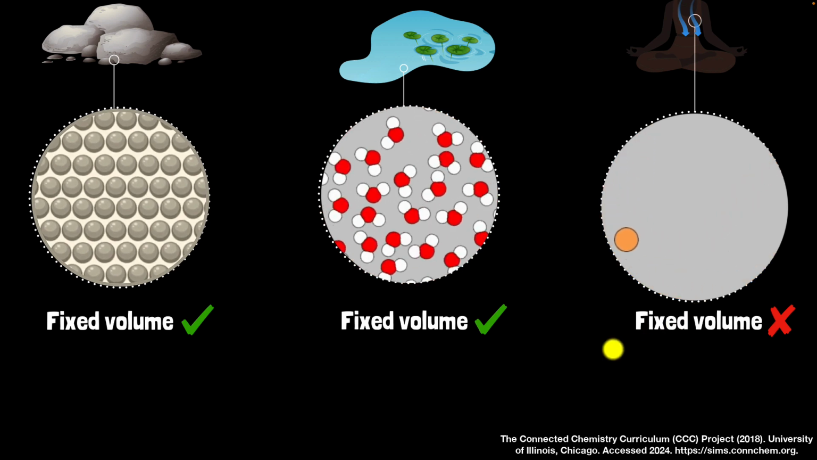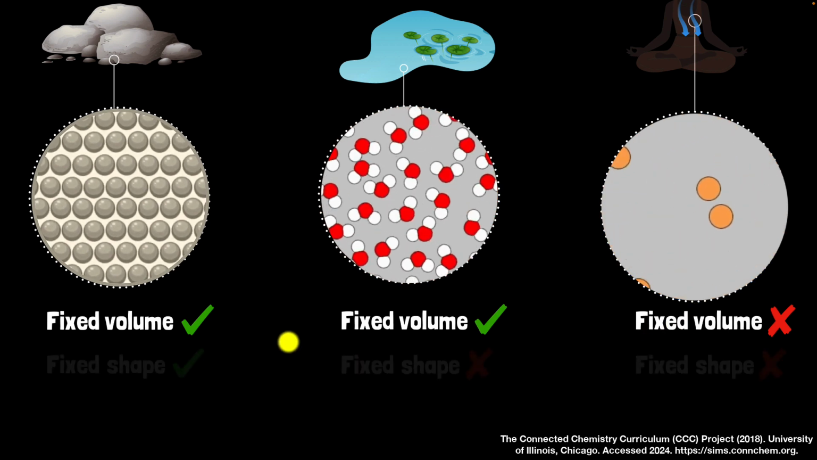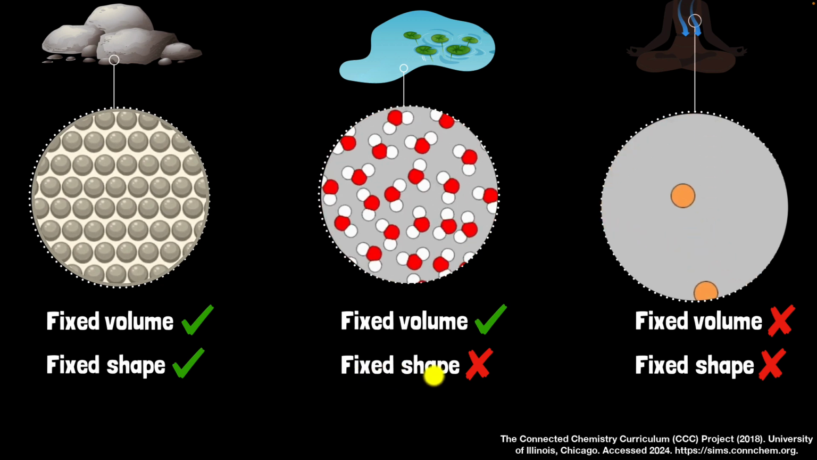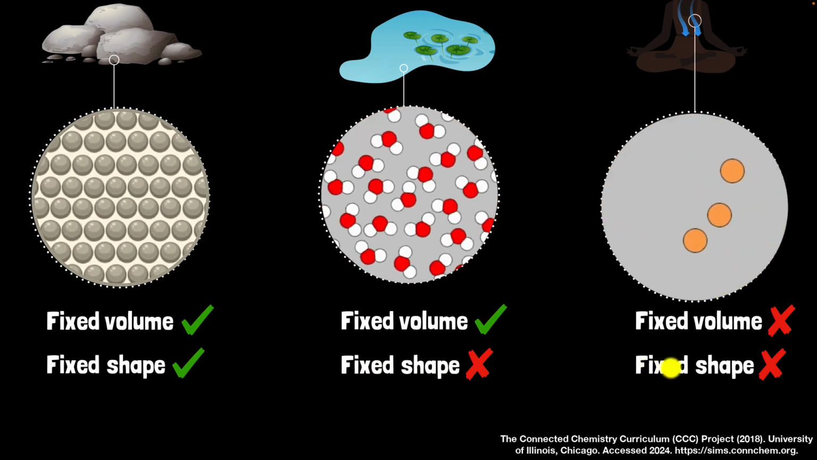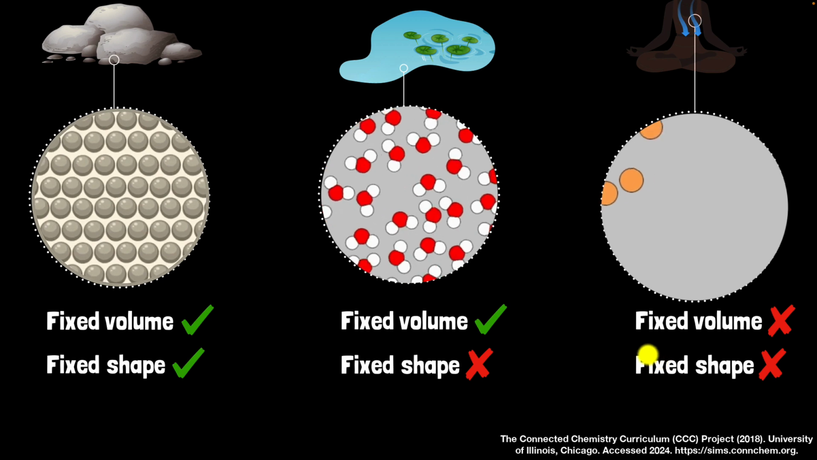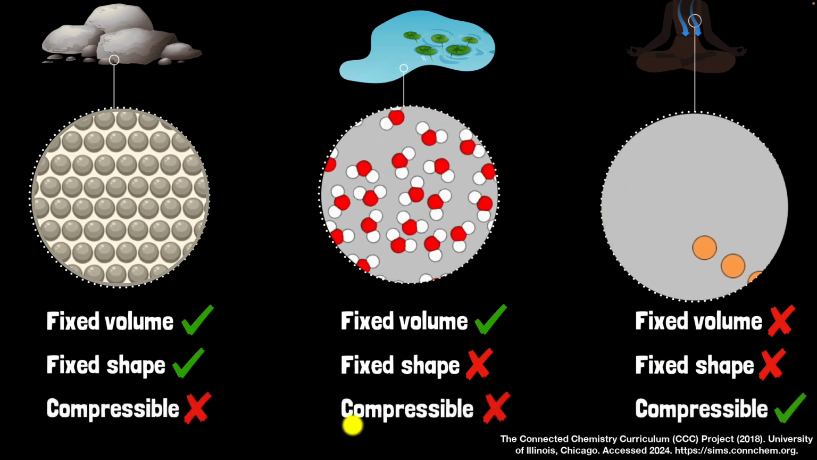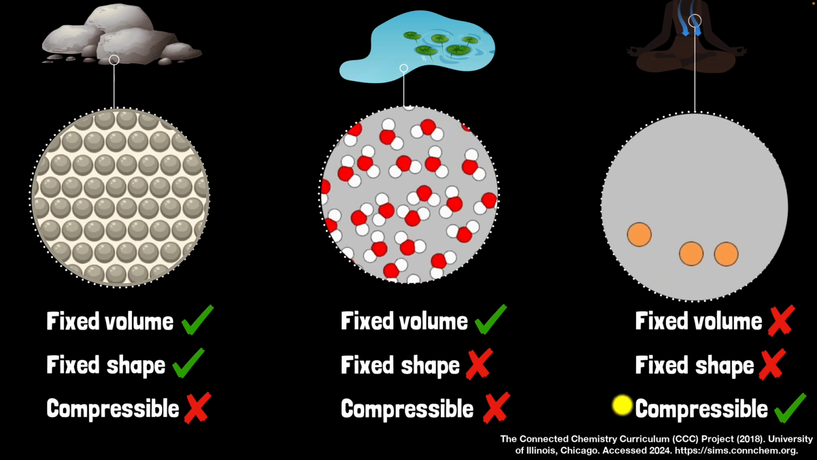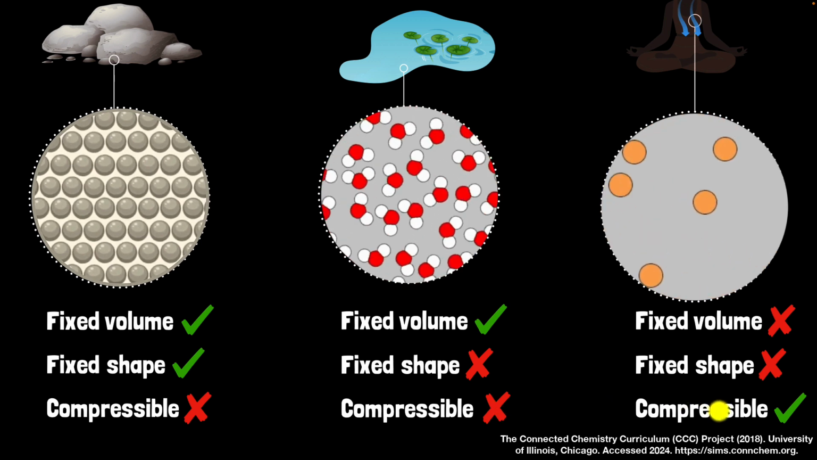They take the volume of the container. What about their shapes? Well, solids have a fixed shape. Liquids don't. They take the shape of the container. Even gases don't. They take the shape of the container. And what about their compressibility? Well, solids and liquids are pretty much incompressible, so you can't compress them, right? However, gases can be easily compressed.